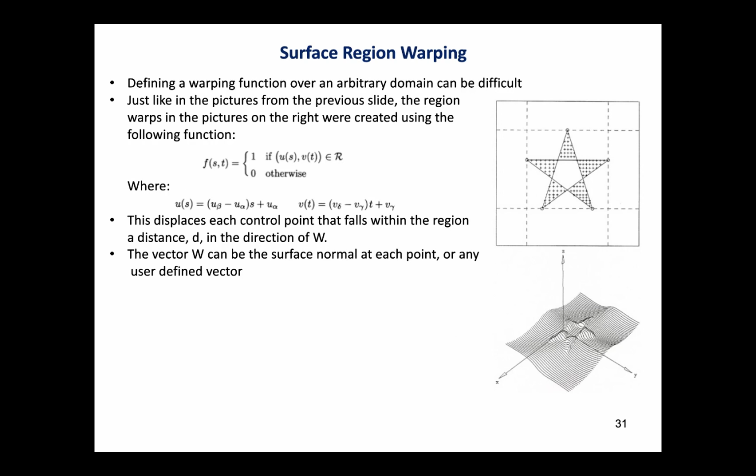Defining a warping function over an arbitrary domain can be difficult. Just like in the pictures from the previous slide, the region warps on the pictures on the right were created using the following function here, which is f of s,t is equal to 1 if the point falls within the region R, or 0 otherwise. This displays the control point that falls within the region at distance d in the direction of w. The vector w can be the surface normal at each point, or any user-defined vector.